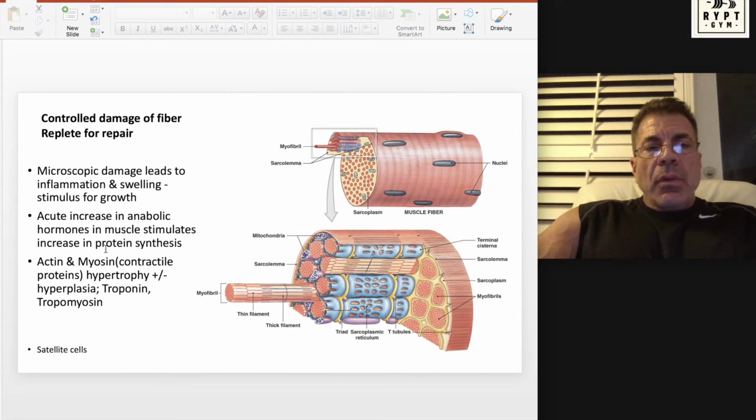So in order to do this, protein synthesis is required. These are heavy in protein, and we'll go through protein a little later. Actin and myosin are contractile proteins, and troponin and tropomyosin are also proteins. So the skeletal muscle is made largely of protein. The muscle grows through hypertrophy, which is the growth of individual cells, and there's even evidence that it may grow through hyperplasia, which is growing new cells, and this is thought to be through recruitment of satellite cells.